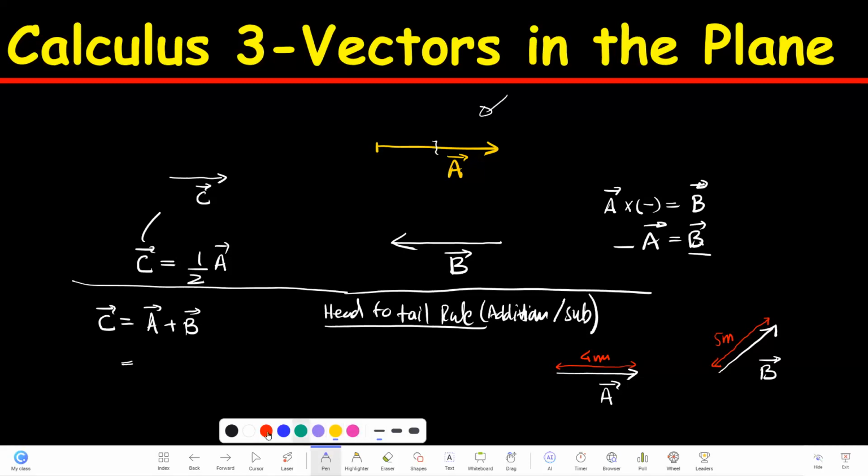I'm going to draw vector A first. And then on the head, this is the head of vector A, I'm going to draw the tail of vector B. This is the tail, and this is the head. Where the arrow is, that's the head. And I'm going to draw this vector B over there.